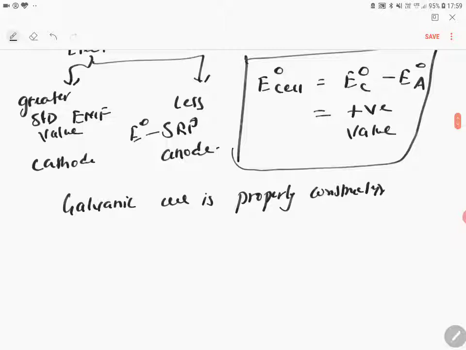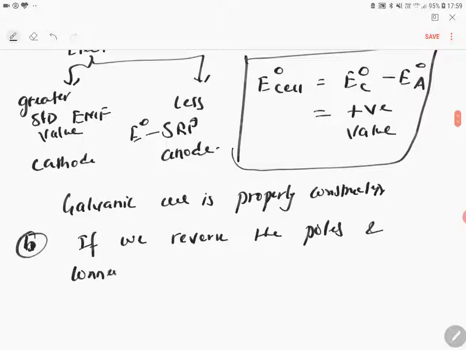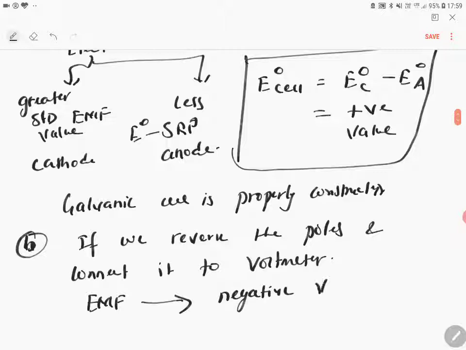Supposing by mistake we reverse the poles and connect it to the voltmeter, then what will happen? EMF will show a negative value.